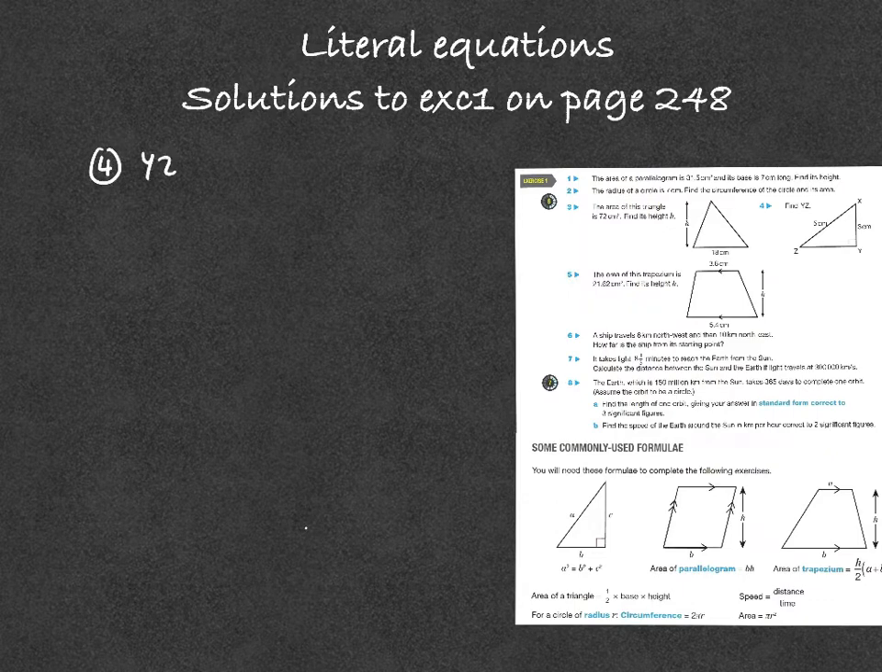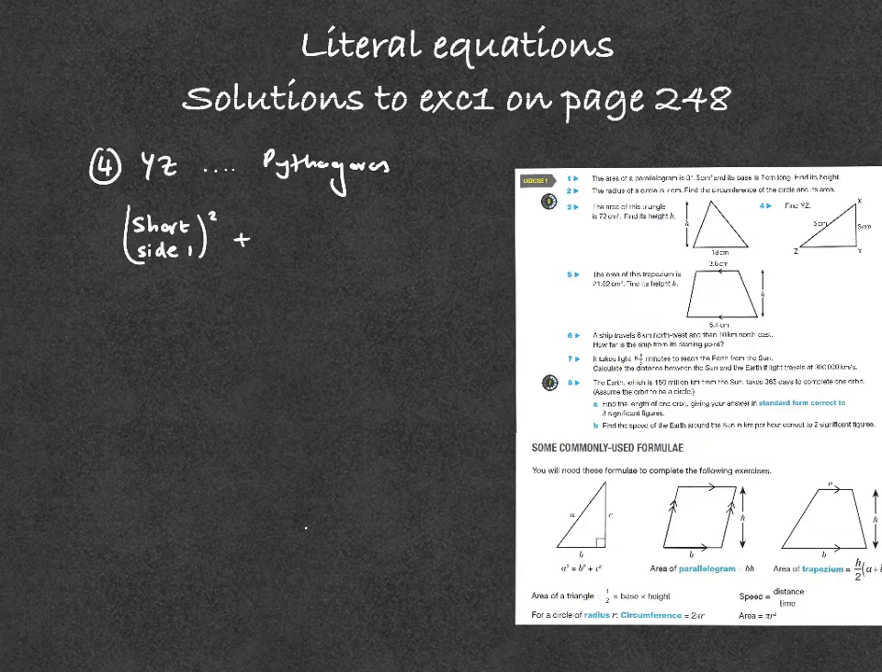Question 4. So they told you that we need to find YZ, the side YZ. We've got a 90 degree triangle, and we've got three sides, so we're going to use Pythagoras here. How does Pythagoras go again? Remember, short side squared plus short side squared is equal to the hypotenuse squared.